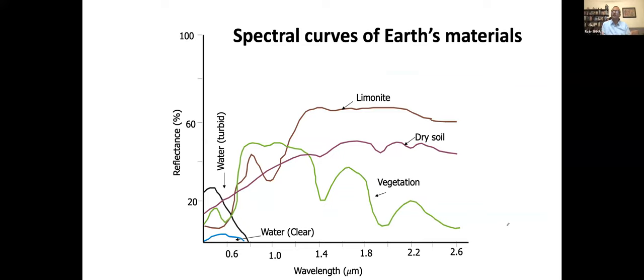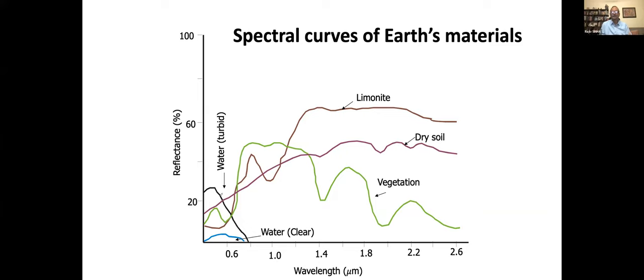Now, this is one of the most fundamental curves, which is used by remote sensors to demonstrate why remote sensing is such a powerful technique. What is shown here is basically a relationship between wavelength and reflectance in terms of percentage. What you see here are different curves, in different colors, which are the spectral curves of Earth's materials. You can see how different objects on the Earth, like water, vegetation, dry soil or limonite, which is a soil type, respond in different wavelengths.